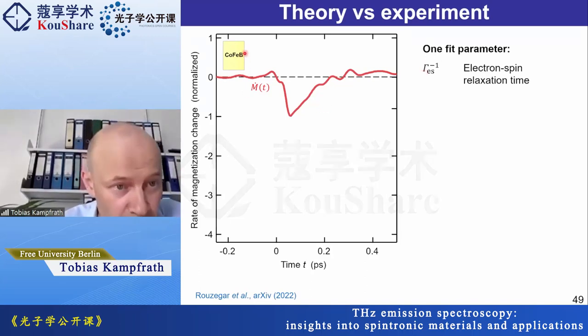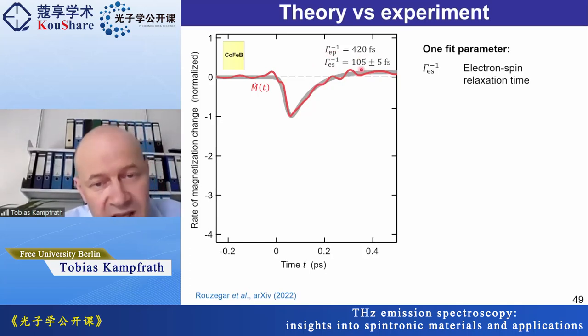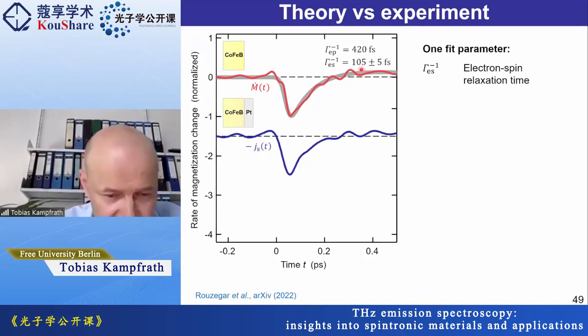So this is shown here for cobalt, iron, boron. What you see here is the rate of magnetization change as a function of time. And you see we can really nicely fit this with our model. The only fit parameter is the electron spin relaxation time. And here this is 100 femtoseconds. This is in very good agreement with other measurements in the literature by different techniques.